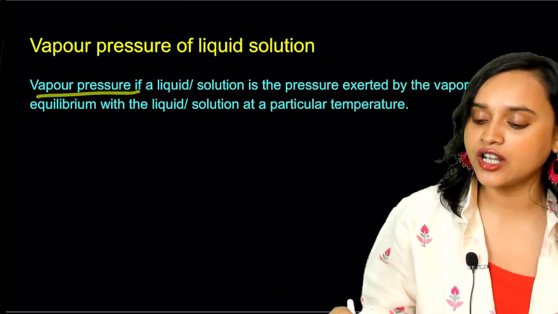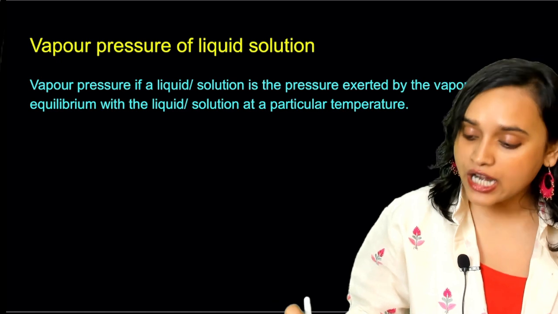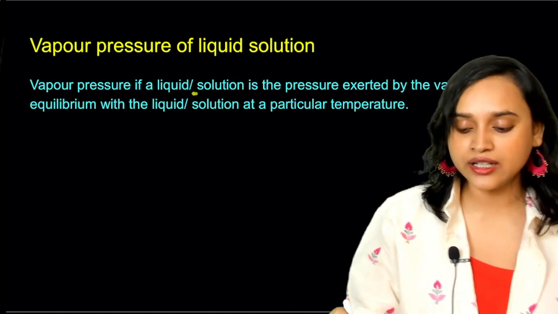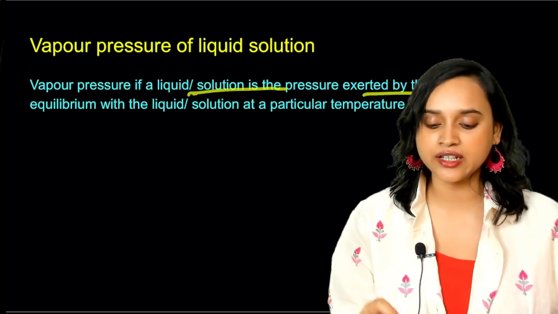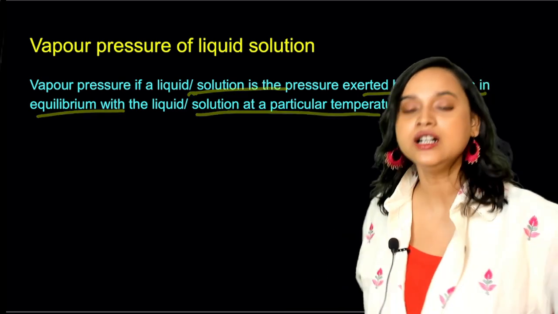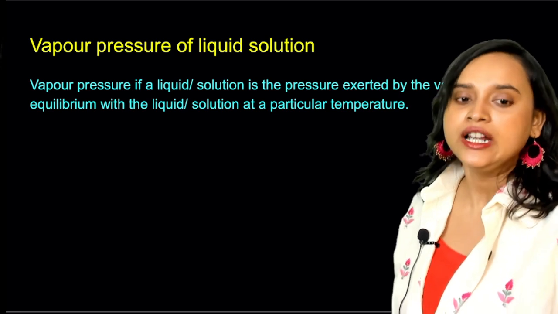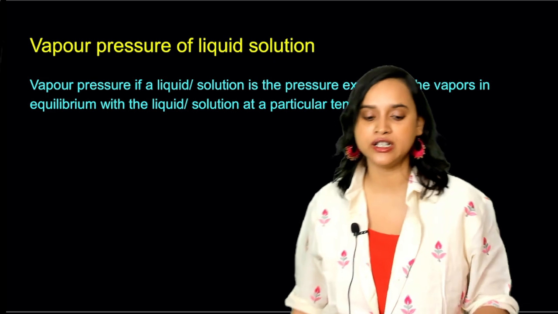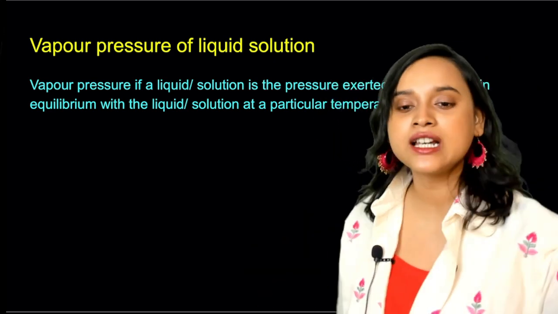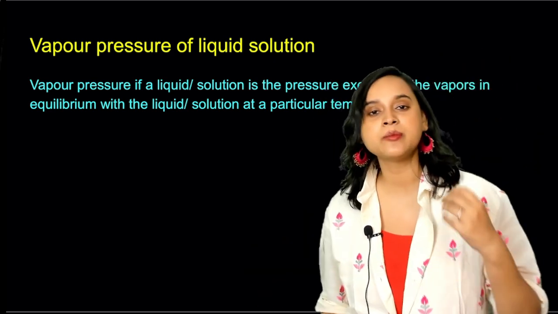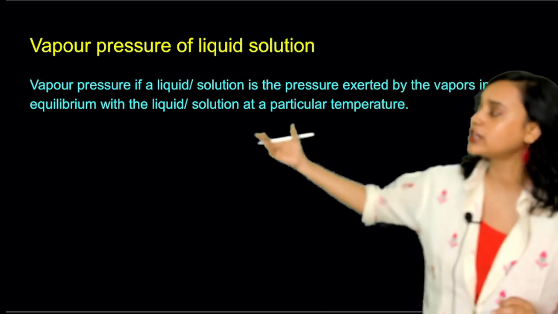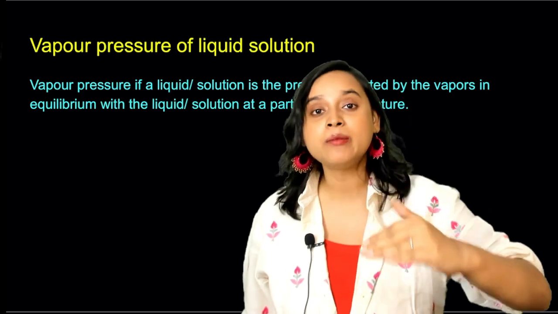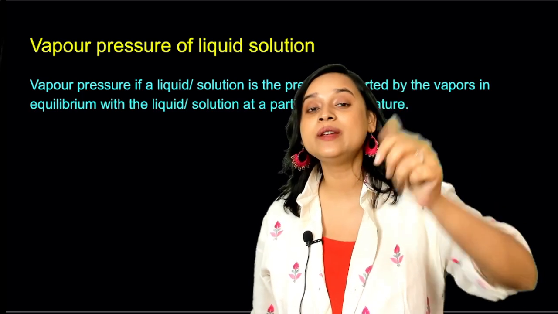So vapor pressure of a liquid solution is the pressure exerted by the vapors in equilibrium with the liquid solution at a particular temperature. Now, what do you understand by this? That, ma'am, we haven't understood anything from here. That means, take a look at it. What is vapor pressure? Vapor pressure of a liquid is the pressure that is exerted by the vapors when it is in equilibrium with the liquid.